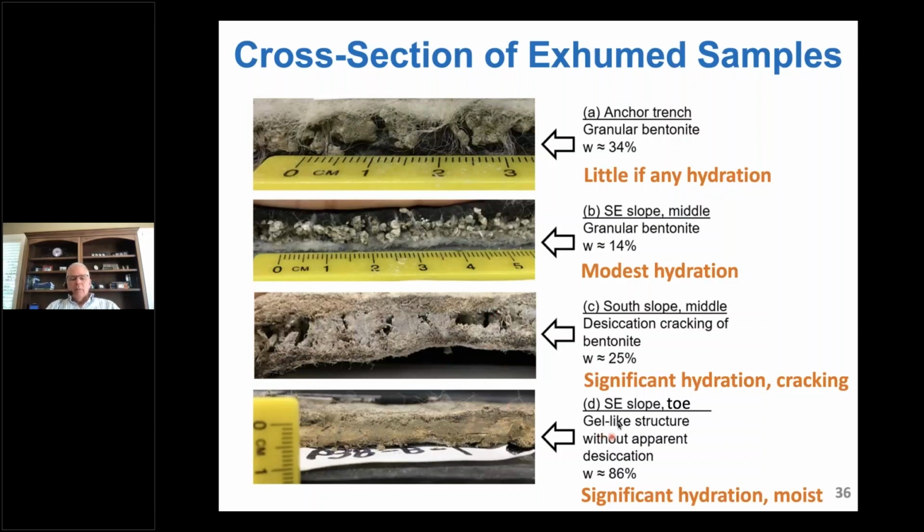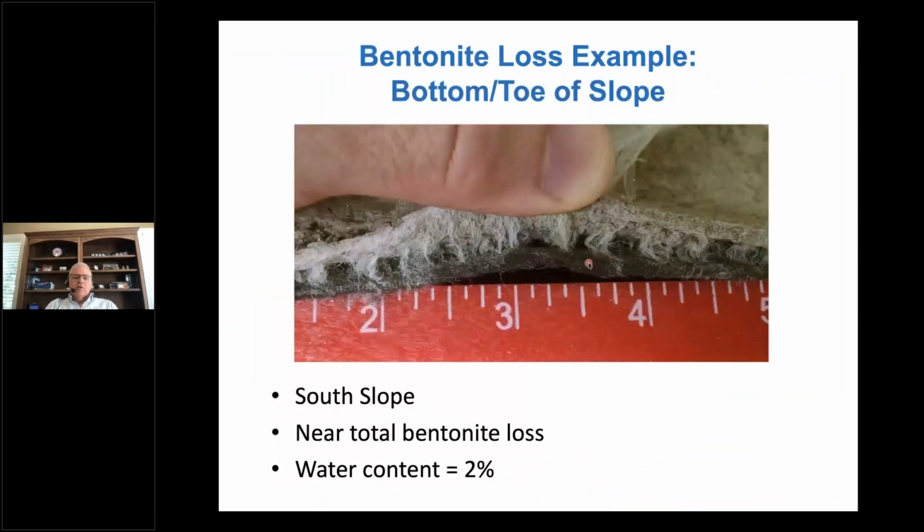And then at the bottom of the slope varied a lot. We'll see some of this in a bit. Some areas look very gel-like, no apparent structure, relatively high water content. Others had desiccation cracks depending on where we were. So as we move down the slope, we're getting very different conditions. In some cases at the bottom of the slope, when we open up the GCL, there's no bentonite, essentially near total loss of bentonite.